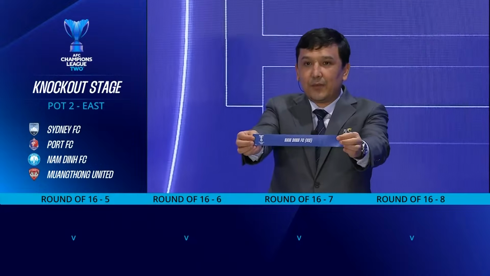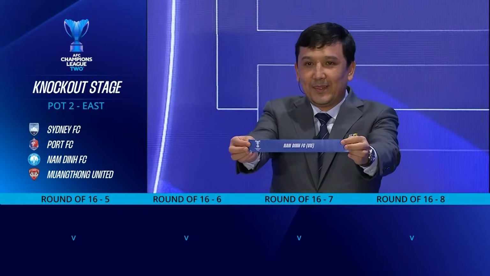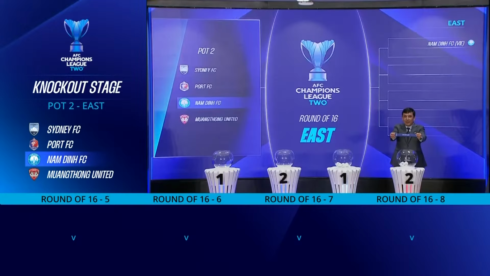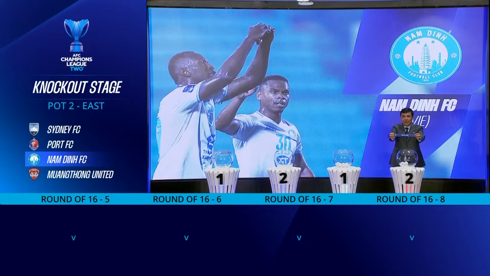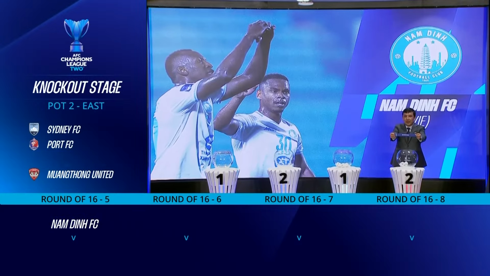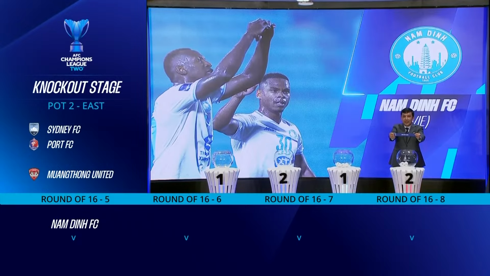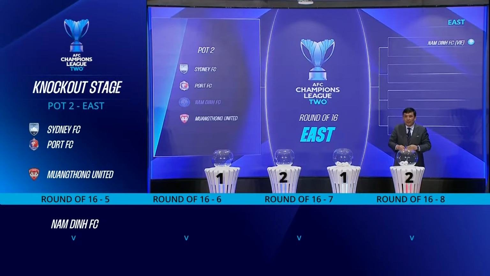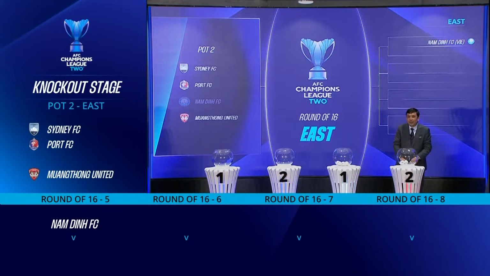Nam Dinh FC from Vietnam. First time reaching knockout stage in the AFC competitions. They are 2023-24 V League 1 winners. This is their second title and first since 1985. And they have participated in 2008 AFC Champions League group stage.